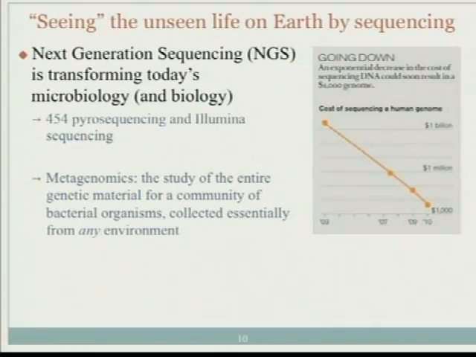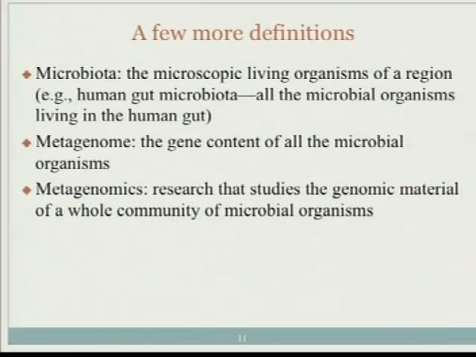But metagenomics, that's not the only definition, is just a study of the entire genetic material of a whole community of usually bacterial organisms, those microbial organisms, those tiny organisms, and they could be from anywhere. As long as you can get a sample and get DNA extracted, you can do metagenomics.